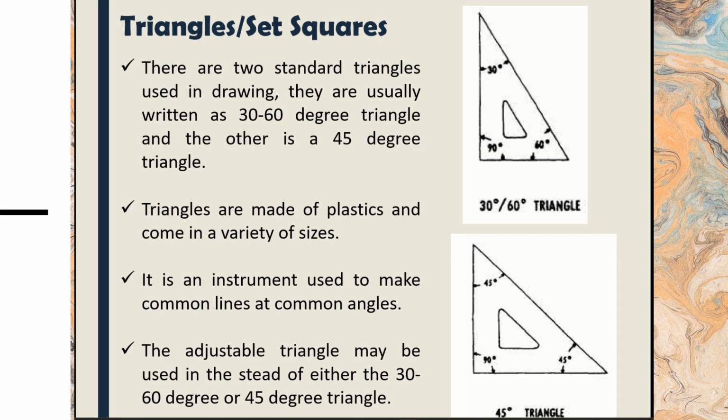We also have the adjustable triangle, and this may be used in place of the 30-60 degree triangle and the 45-degree triangle. And this can be used to draw any angle on the drawing sheet. So this more or less acts as both the protractor and the triangles.